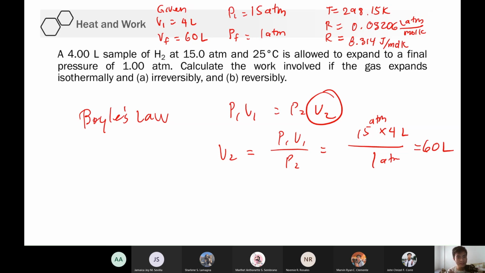Ano pa? 'Di ba kapag reversible, may mole na kailangan. Ibig sabihin, you should solve for the mole. Yes, sir. Paano kinukuha yung mole ng gas? Anyone? Paano kukunin yung mole ng gas?